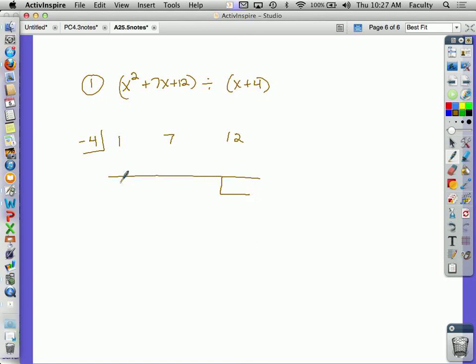You bring down the first number, add the column. Hey, this one has no remainder. The answer is just x plus 3. When there's no remainder, don't do plus a 0, okay? Don't do that, because that's not the most simplified way to do that. Any questions on this one? All right, try number 2 here.